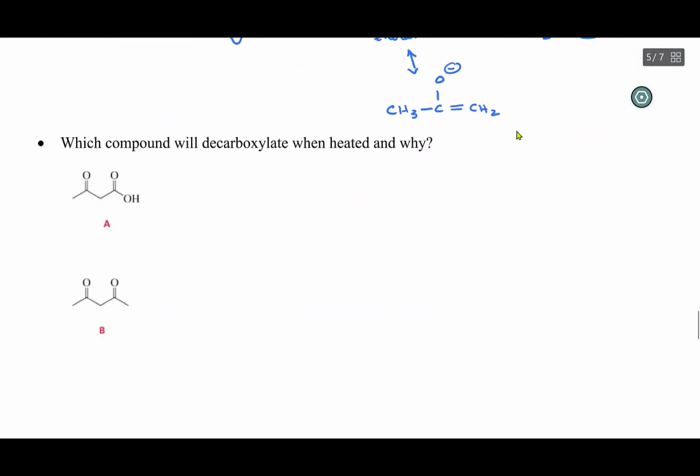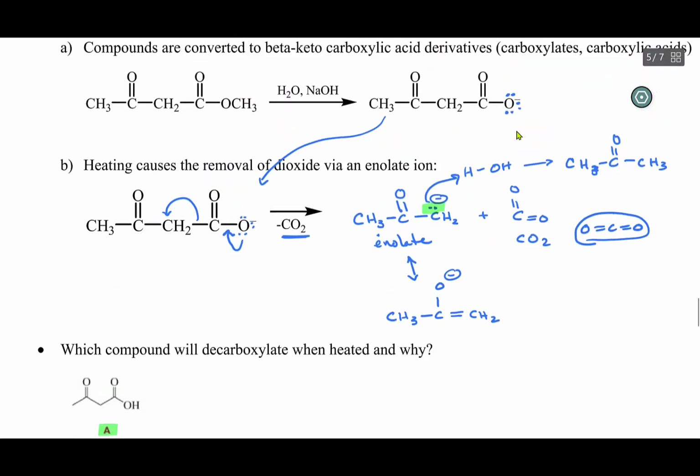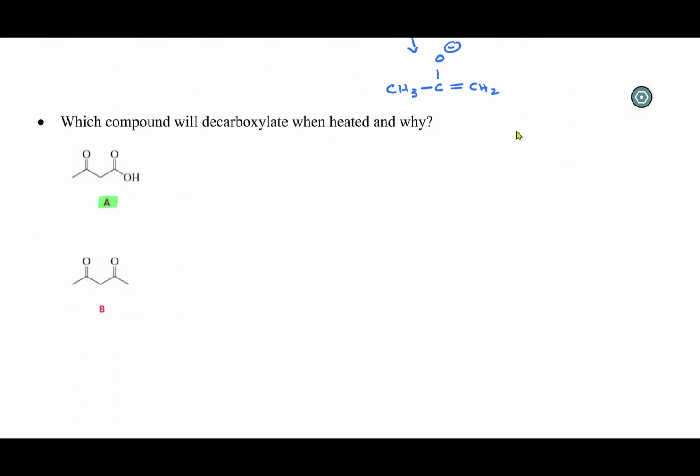So there's a question in your book. It says, which compound will decarboxylate when heated and why? Well, this A, you can see, will decarboxylate. In fact, it's the same molecule that's up here. It can decarboxylate because I have a carbonyl group, and I have a carboxylate or carboxylic acid, and that can be pulled off as carbon dioxide. The negative charge that is created here can be stabilized by resonance with this oxygen here.